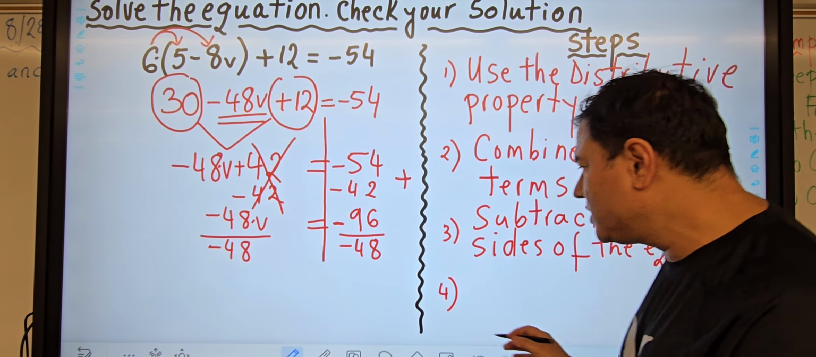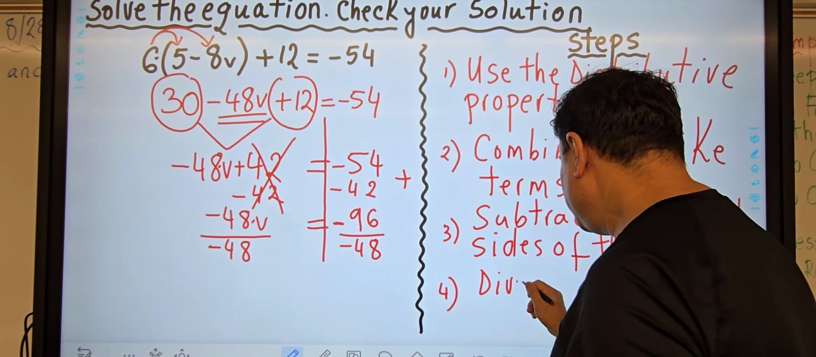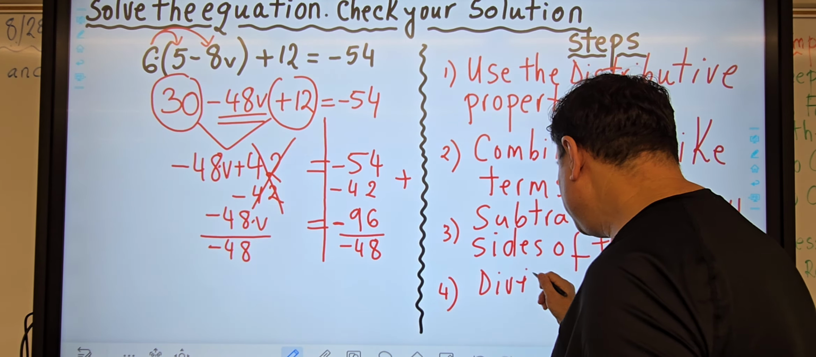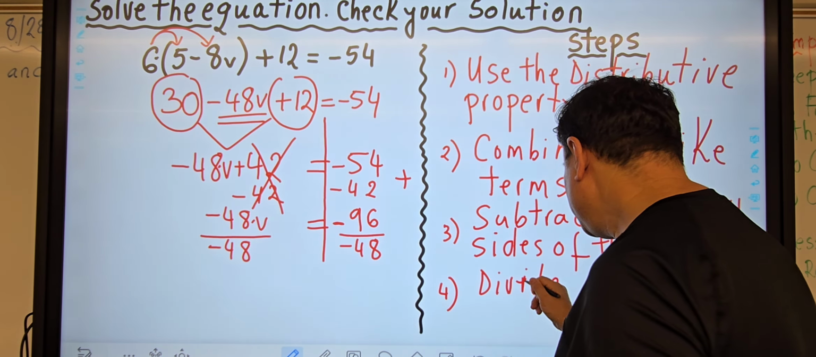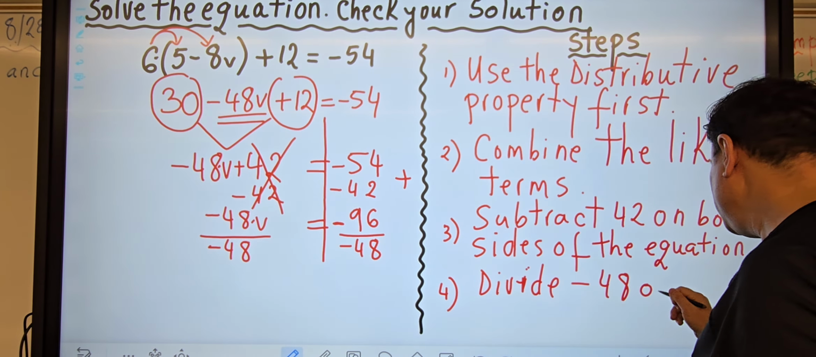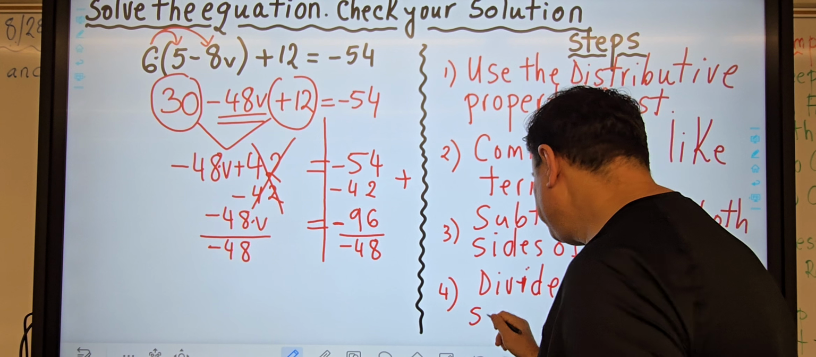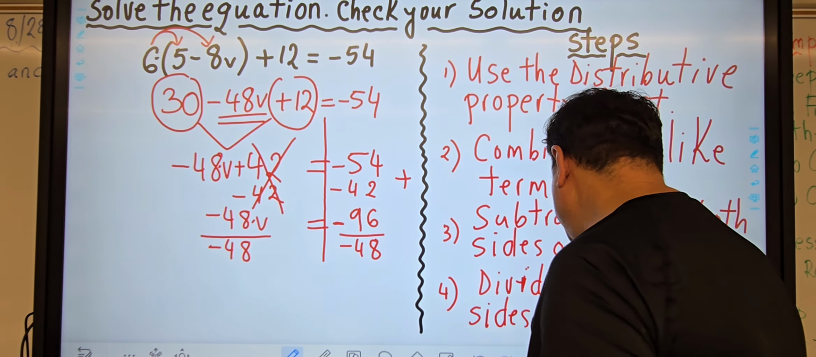And in this case, now step number 4, divide negative 48 on both sides of the equation.